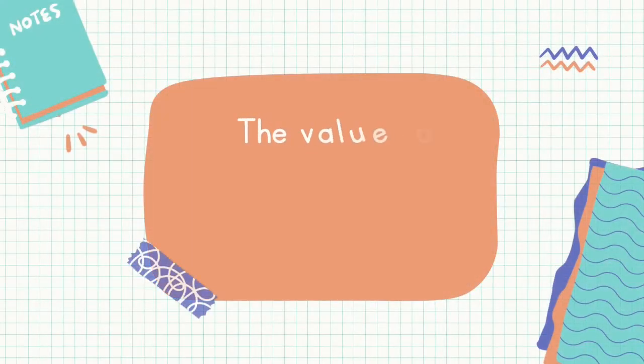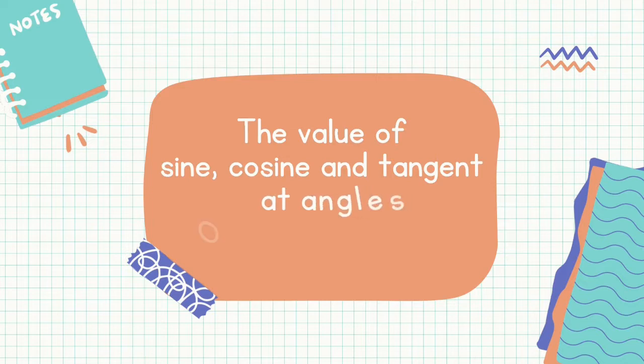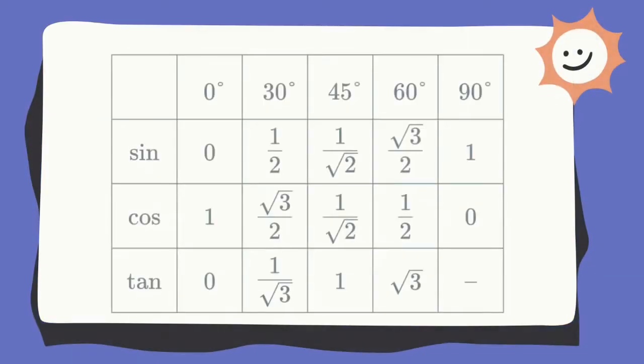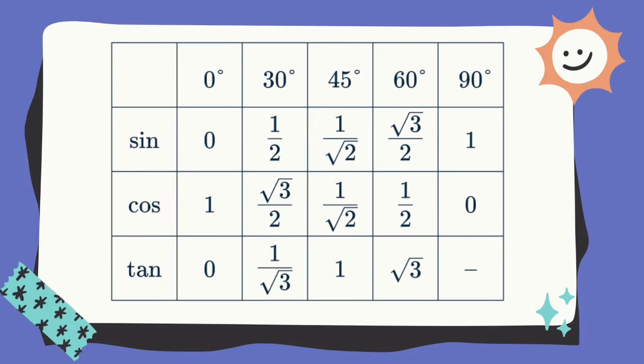After that, I'm going to talk about the value of sine, cosine, and tangent at angles 0 degrees, 30 degrees, 45 degrees, 60 degrees, and 90 degrees. Here is the table that shows them. For sine, 0 degrees is 0, 30 degrees is 1 over 2, 45 degrees is 1 over surd 2, 60 degrees is surd 3 over 2, and 90 degrees is 1.